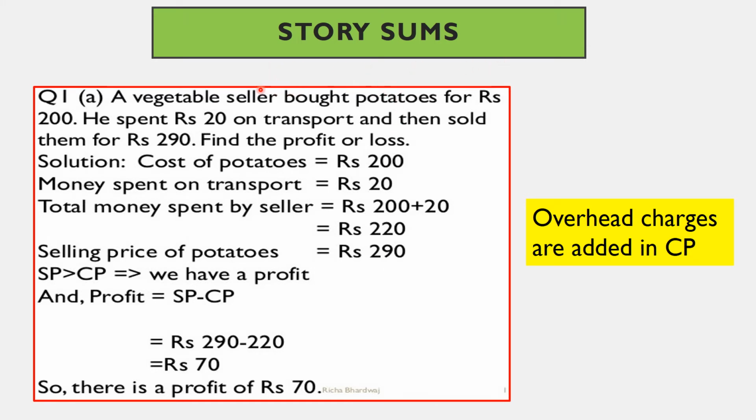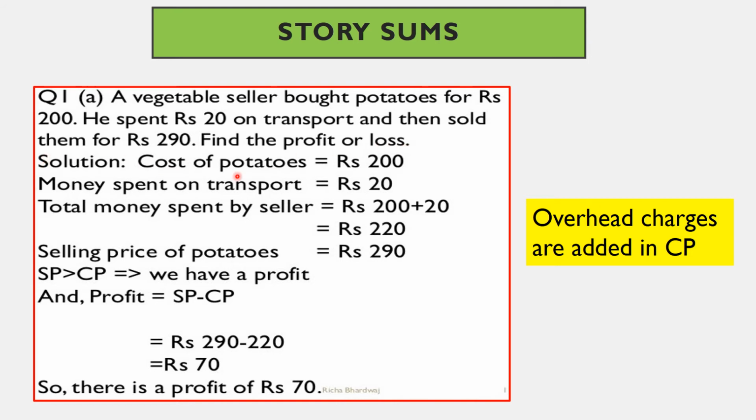Story sums based on profit and loss. Now children, remember overhead charges are added in cost price. So don't forget, if there is an overhead charge, you have to add it in cost price. First question, a vegetable seller bought potatoes for rupees 200. He spent rupees 20 on transport and then sold them for rupees 290. Find the profit or loss.